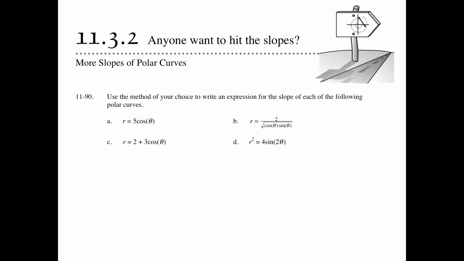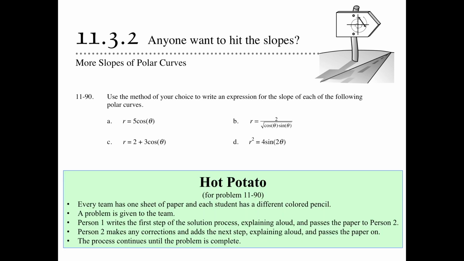Lesson 11.3.2 starts with problem 11-90, where students review what they learned the previous day about finding the slope of polar curves. Since this is a review set, hot potato is a perfect strategy to use for problem 11-90. To do hot potato, each team should share just one sheet of paper, and each student should write with a different colored pencil or marker.